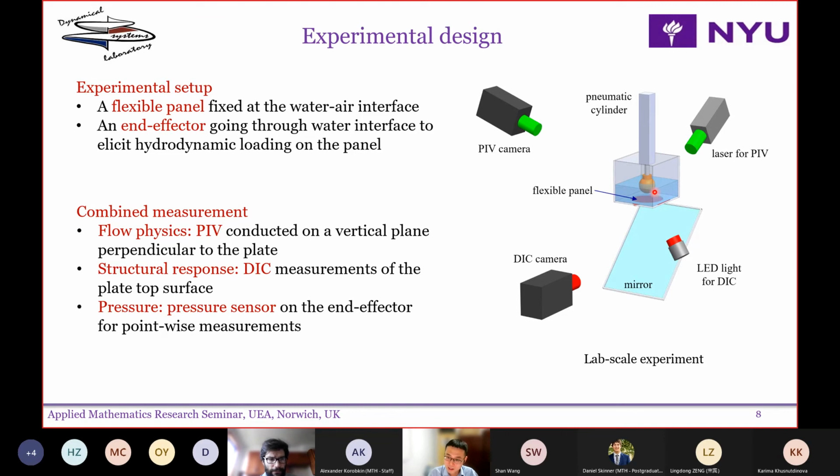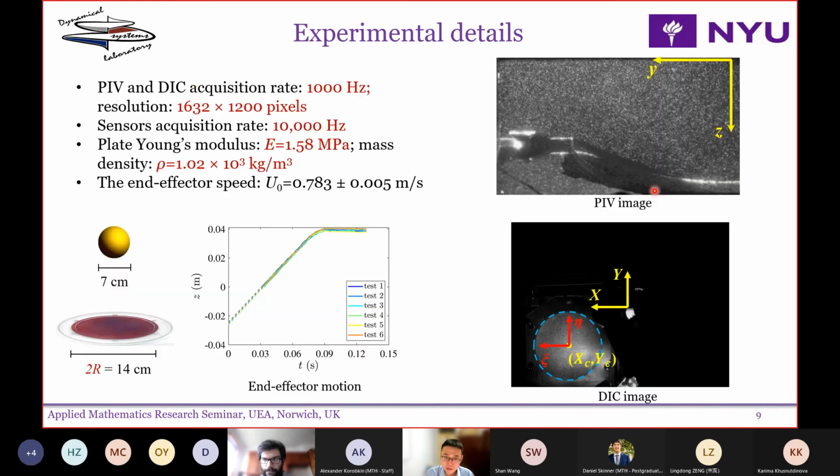On top of that, we also installed a pressure sensor at the tip of the sphere so that we can get a point measurement over time of the hydrodynamic loading induced by the solid sphere. So this is our experimental design.